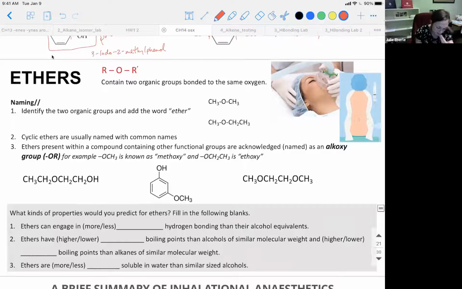Okay, ethers. Remember, it's a carbon, oxygen, carbon group. We're using R's there to indicate some kind of alkyl carbon group. It's not necessarily a methyl group. It could be a really long extended carbon group. So they contain 2 organic groups bonded to the same oxygen, and it could be 2 different groups. I have these pictures over here. What do these pictures make you think of?